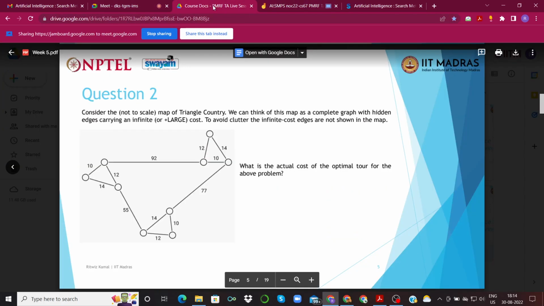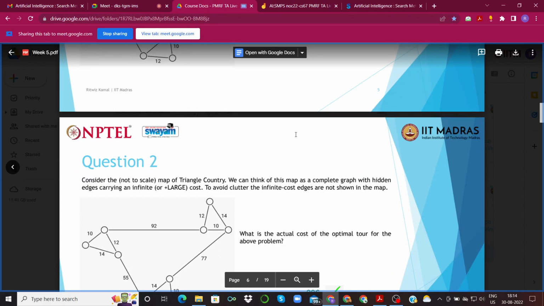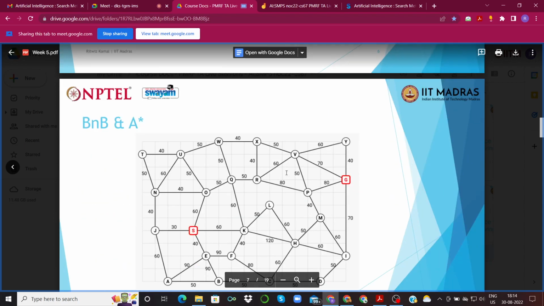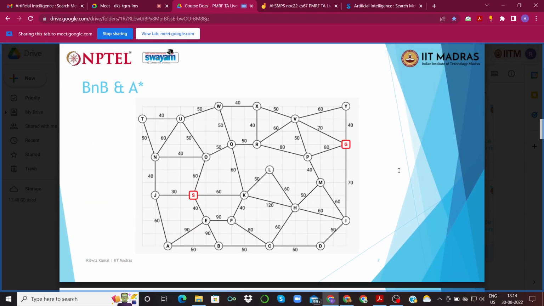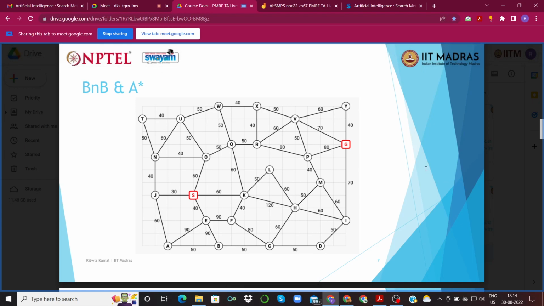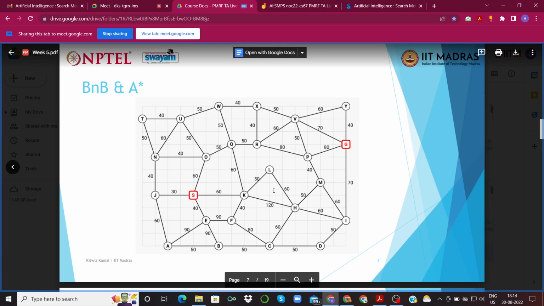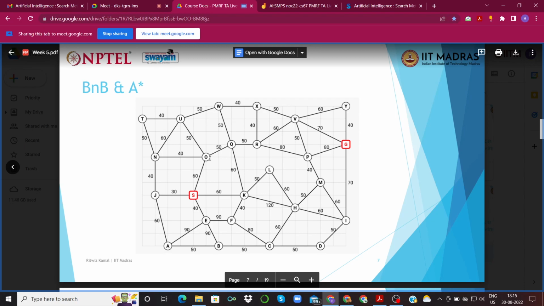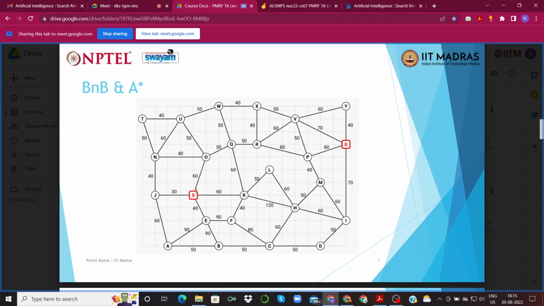Okay, so if this one is clear, let's now move on to the next questions. So this we saw the answer is 296. For the next few questions we are going to use this map. If you had attended the previous week's lectures where we discussed Manhattan distance and stuff like that, we had used the same map. The difference here is that these edge weights that are given over here are not the Manhattan distances, these are the actual costs given for these particular edges, right?